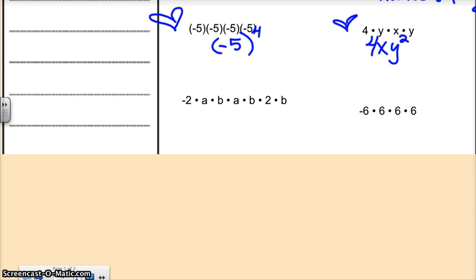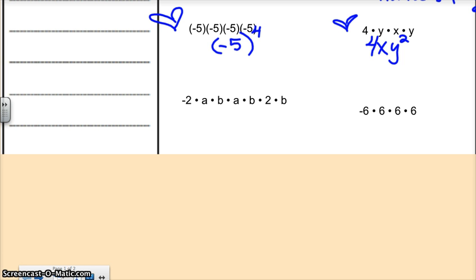Some of you might go 4y squared x, and that is totally acceptable. What property tells me that I can flip things around? Commutative property. It says, you know what, multiplication, I can flip numbers around if I want to. We just have good etiquette and always put it in alphabetical order.